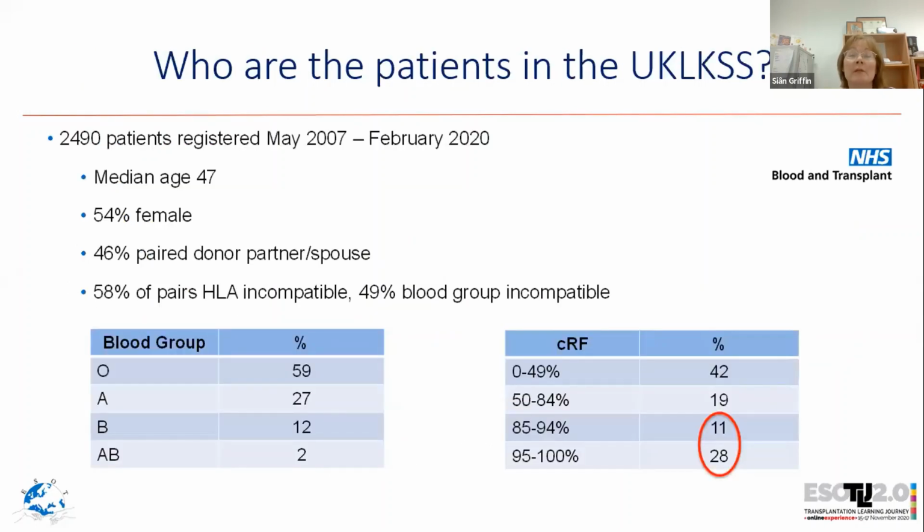Since 2007, nearly 2,500 patients have registered in the kidney sharing scheme, median age of 47. Interestingly, although more are female than male, there isn't the marked excess of women that you might expect given the increased risk of sensitisation following pregnancy. And then considering sensitisation, nearly 40% of patients registered are highly sensitised with a CRF above 85%.